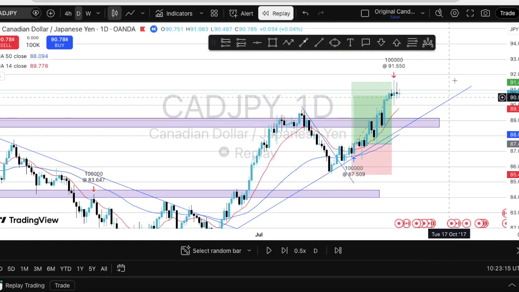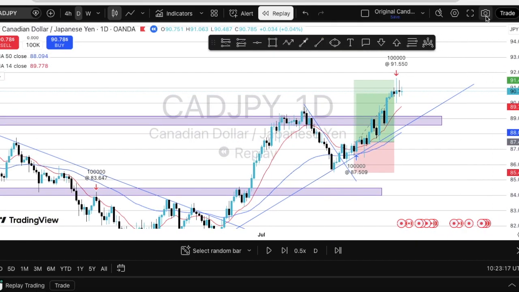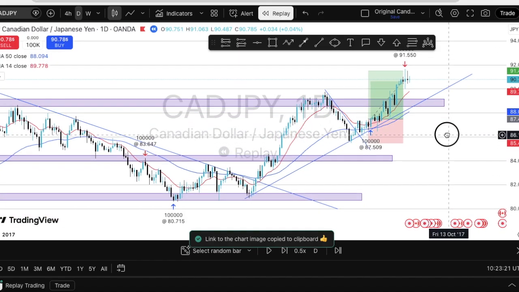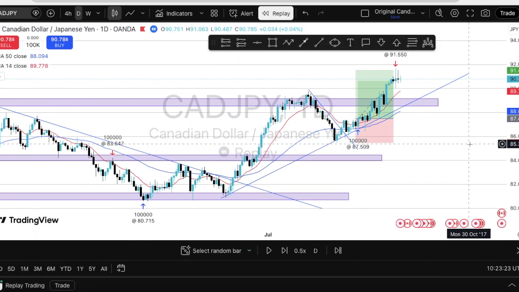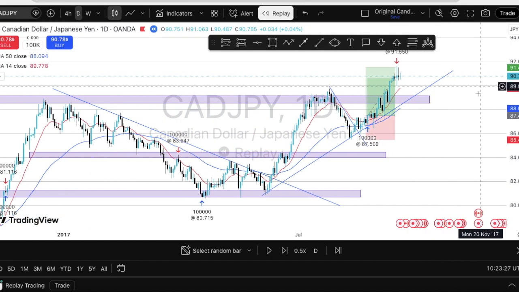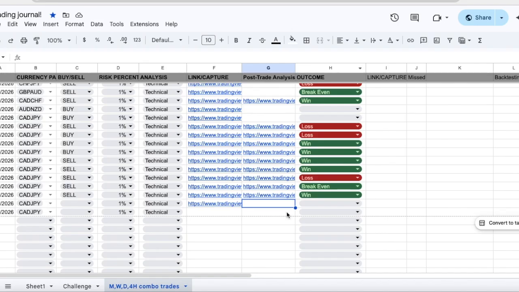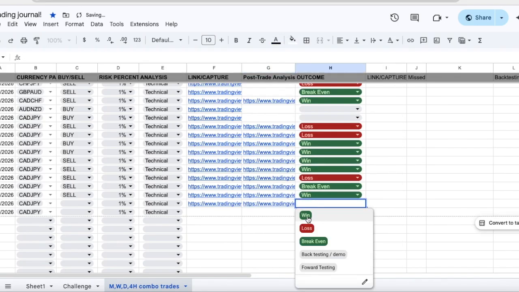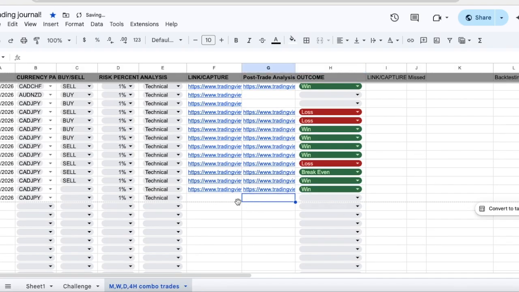We can start adding confluence. But guys, that's the market for you, man. The only thing we can control in this market is your stop loss. The market doesn't care about you. That's going to be a win.